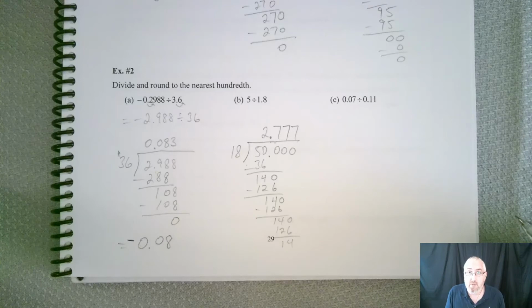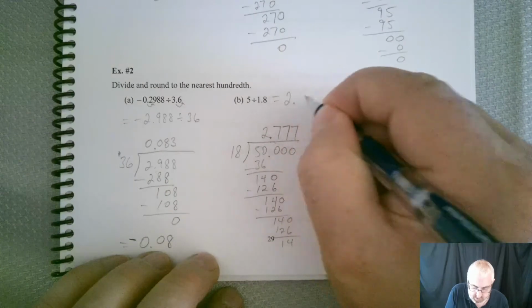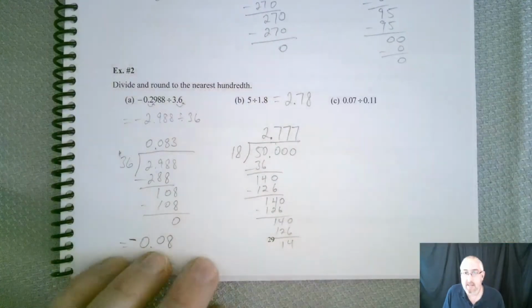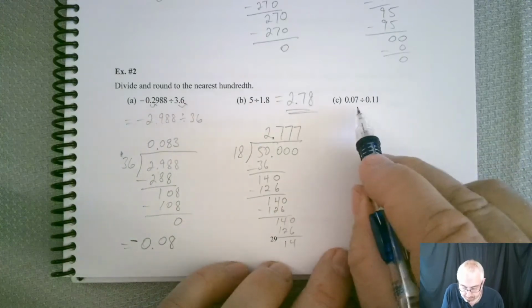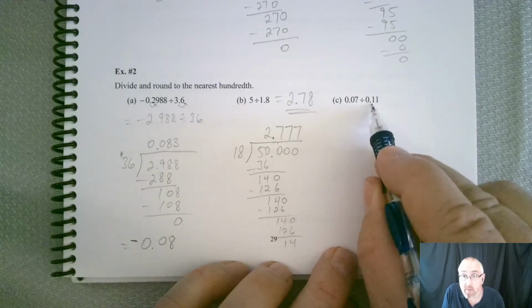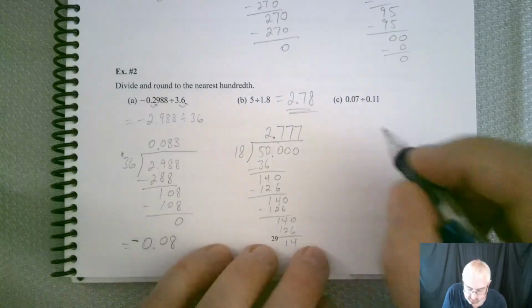So what's this round to the nearest hundredth? Hopefully you're saying 2.78. 2.78. All right, one more. So we're going to move it 2 places to the right, 2 places to the right. Looks like a nice problem.